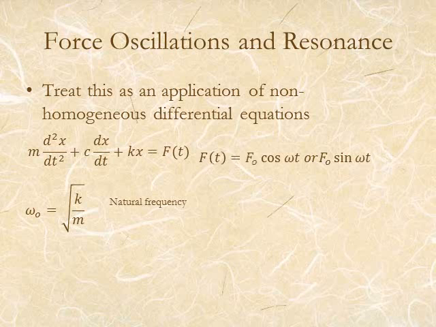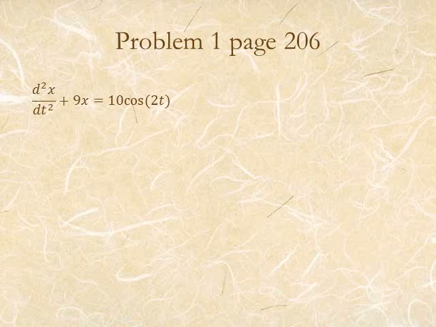And what's going to happen is your natural frequency is going to be omega naught, which is equal to the square root of k over m. And then the driving function can either be some constant f0 times the cosine of omega t, where omega is the driving frequency, which is different than omega naught. Omega naught is the natural frequency of this. And then, or it could be, let's do an example.